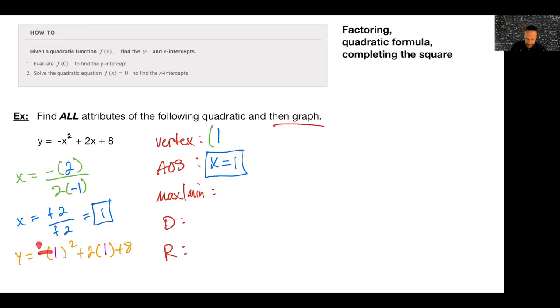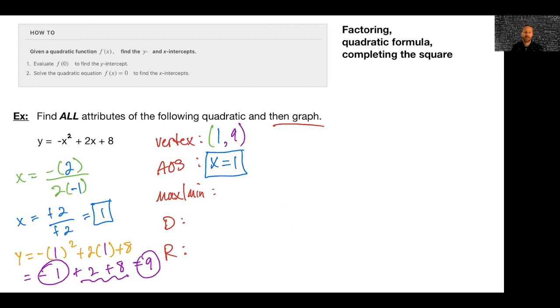This is not a negative 1 that is being squared. It is a 1 that is being squared, and then we're going to take the opposite of it. That's what this says. So be careful. So that gives me 1 squared, which is 1, times a negative, which is negative 1. 2 times 1, 2, plus 8. So that is a 10 minus 1. I just found my y is 9.